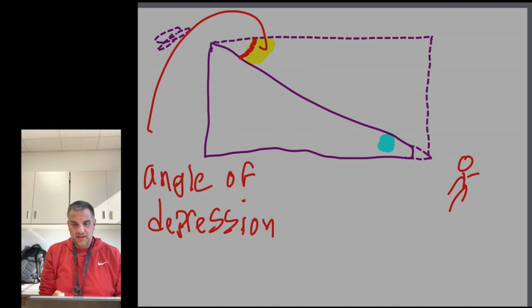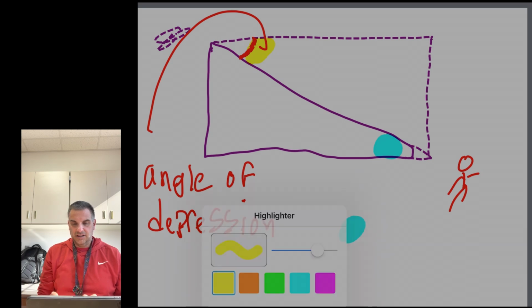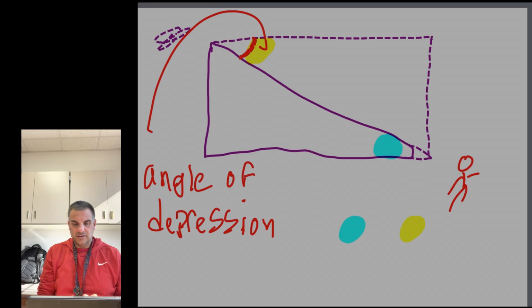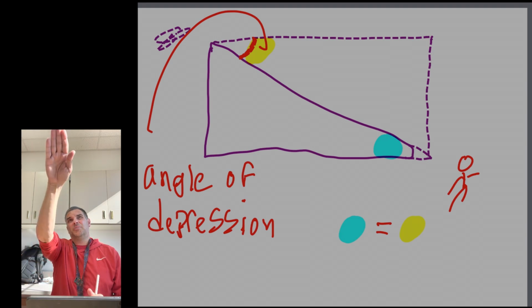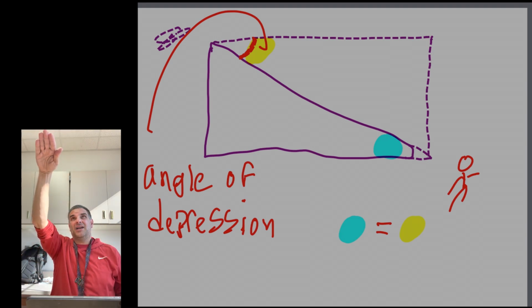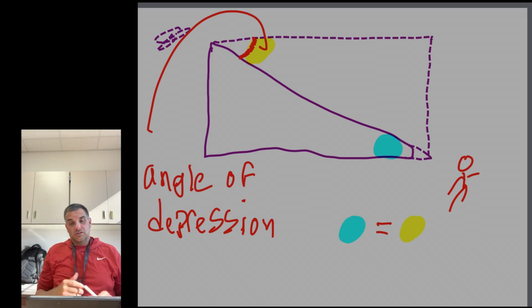The angle of elevation is actually right here. And the other thing that we know is that the angle of elevation and the angle of depression are going to be congruent to each other, because the angle that I'm parallel to the ground up is going to be the same as the angle parallel to the ground down. So the angle of elevation and angle of depression are actually congruent to each other.